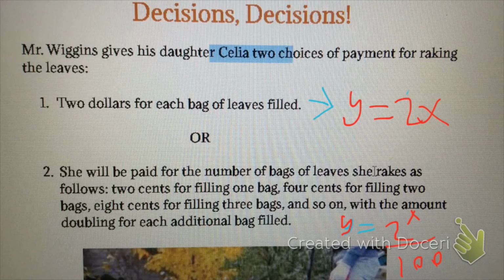So the way I see this, the problem is which decision is best. The first thing you should do is, for the 2 methods, make an equation, which I have over here. So $2 for each bag of leaves filled, so y equals 2x. Okay. So we pay 2 cents for filling 1 bag, 0.02 for 1. Okay.